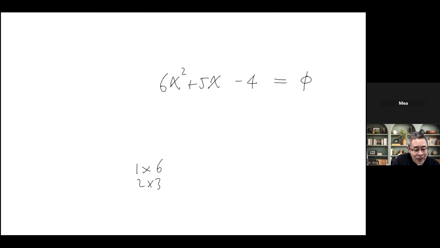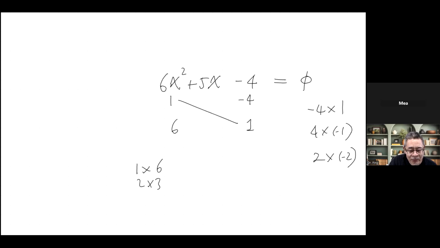So of course, we can say 1 and 6. And for -4, we could have -1 times 4, or 4 times -1, or 2 times -2. Good? And so we have to try them out one at a time. Okay, if we try -4 and 1, 1 times 1 is 1, 6 times -4 is -24. So we know this one doesn't work.